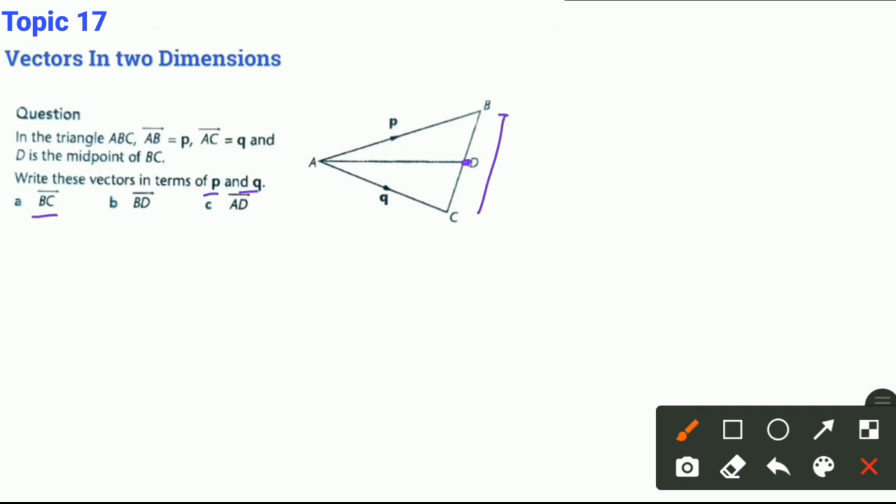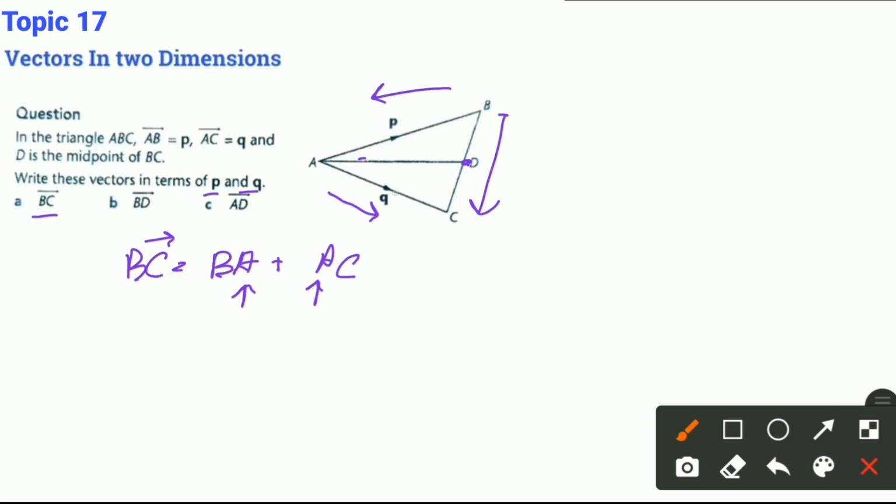BC, what is BC? It's going from here, this is the direction. If you try to find the vector BC, then we all know the rule of the addition of vectors. First break this into B and C, and now we need to find what should be in between, and it must be the same. So I could go from B to A and then AC, so BA plus AC.